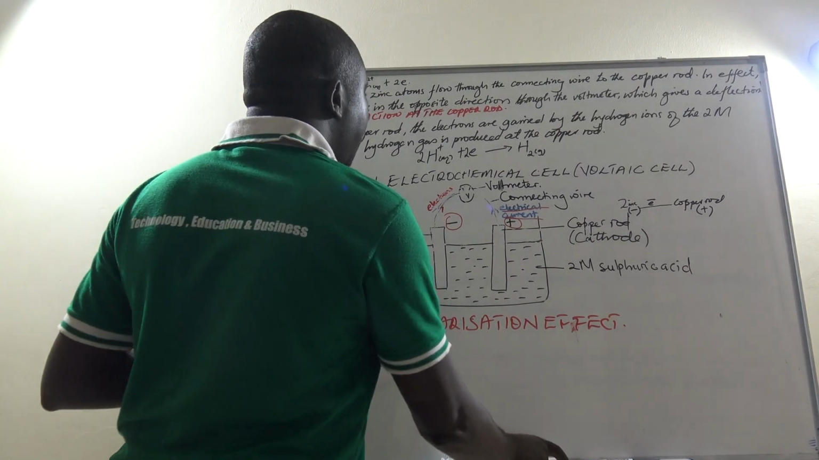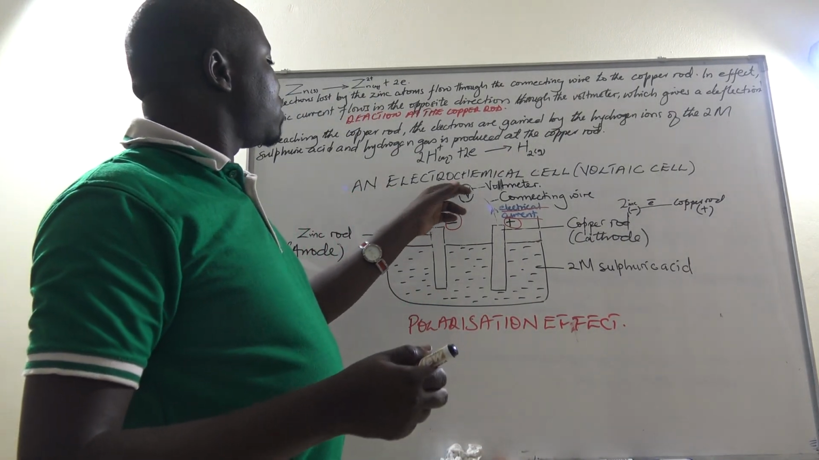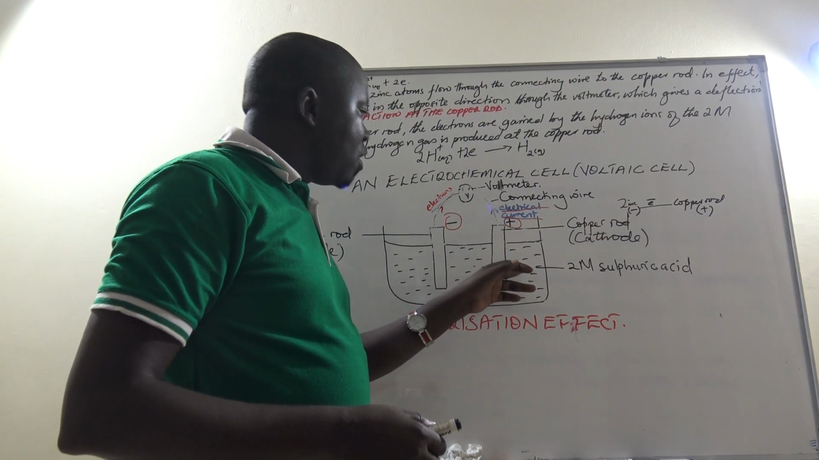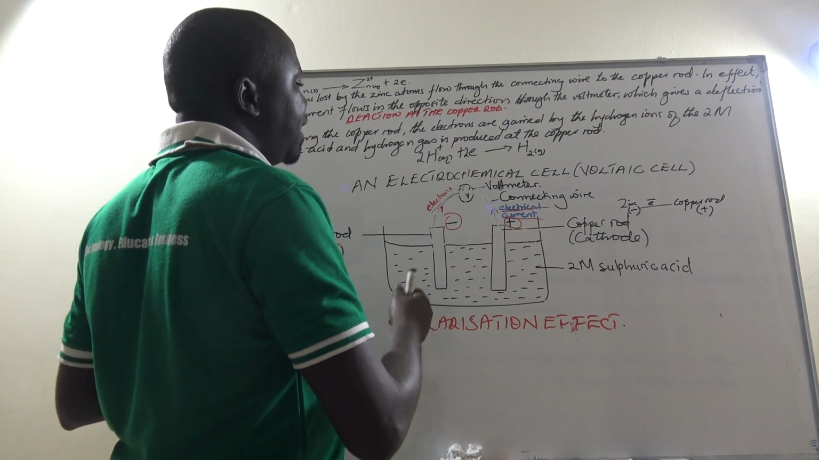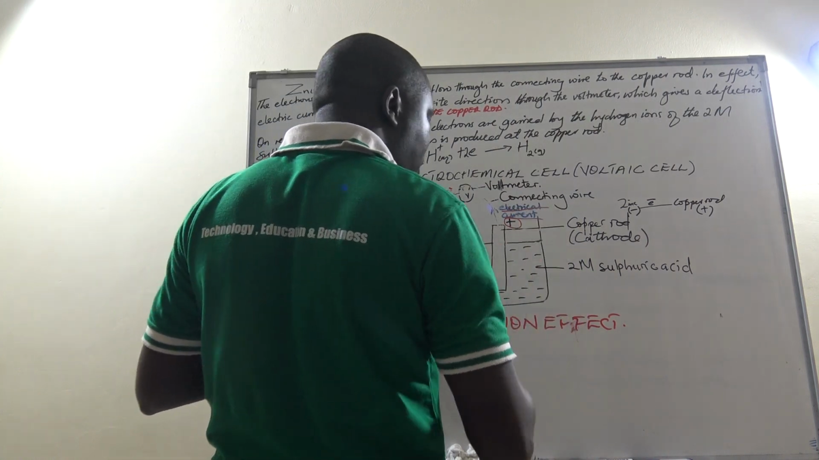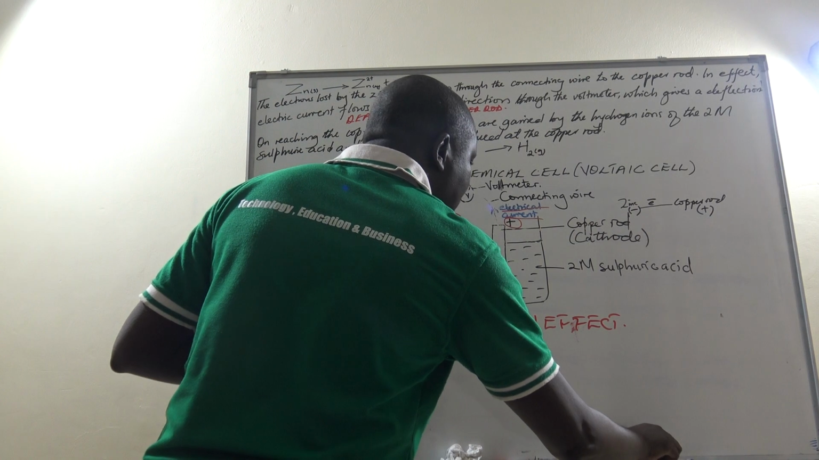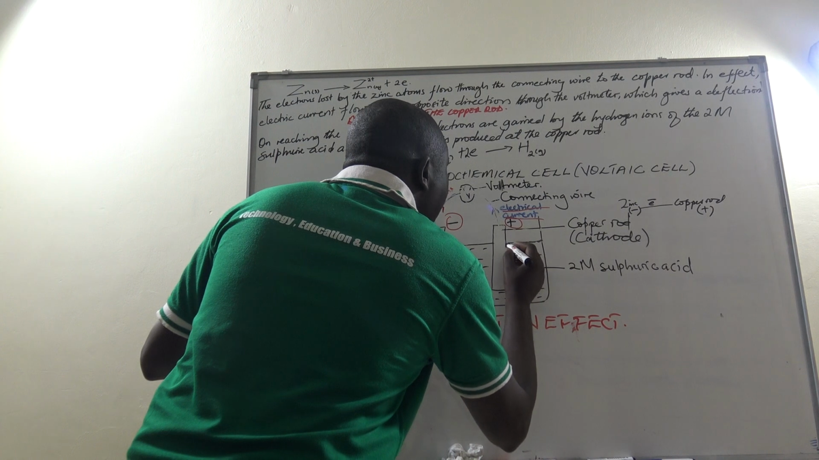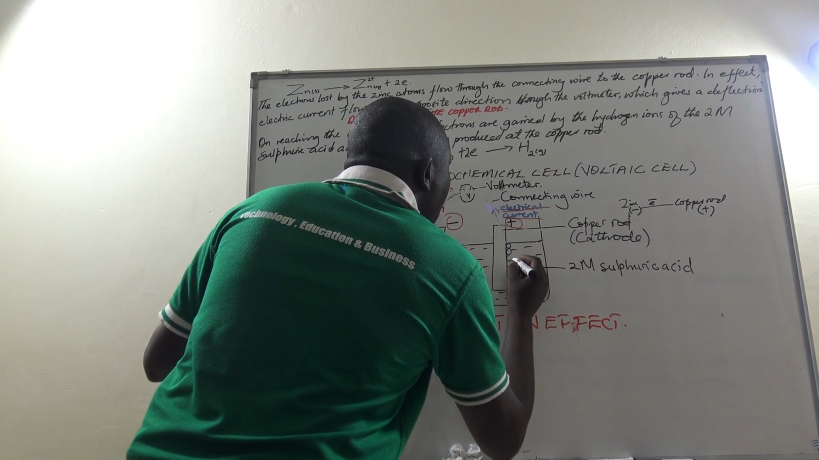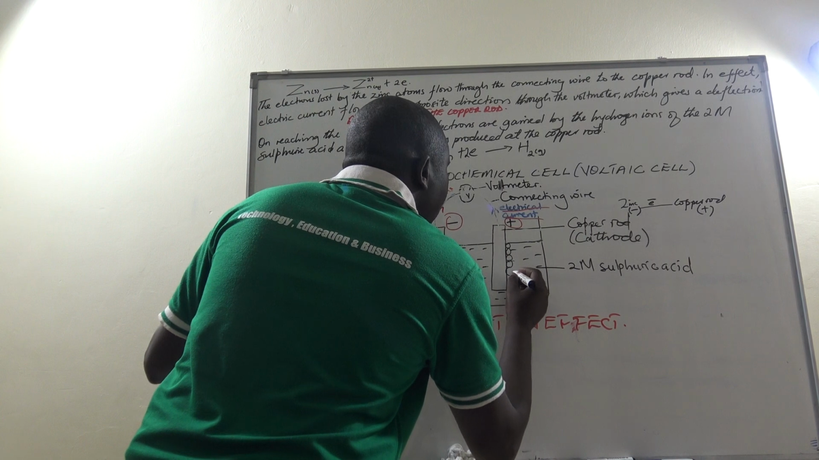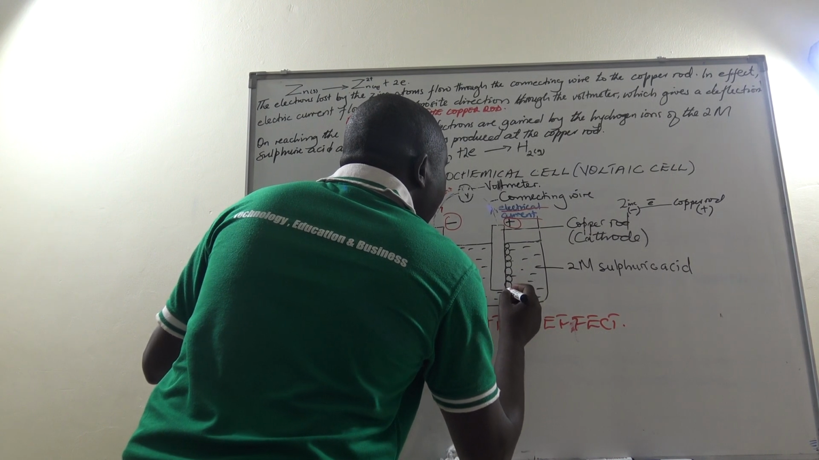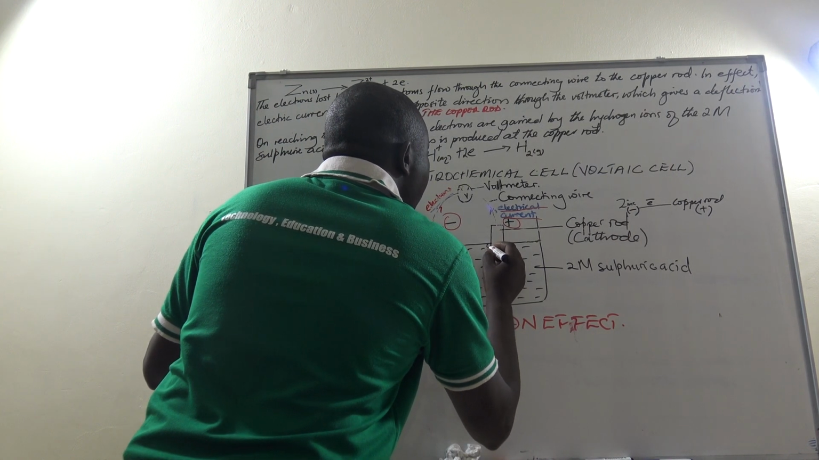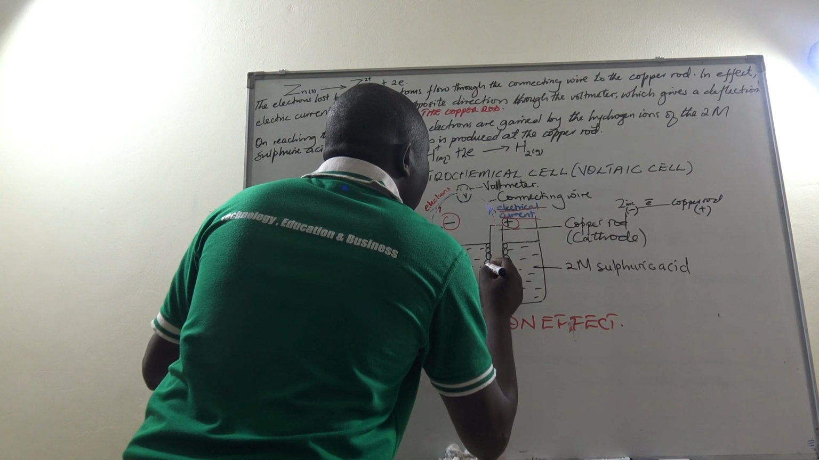Provided that there is continued flow of electrons, there will be continued reduction of the hydrogen ions of the dilute sulfuric acid, and then there will be constant production of hydrogen gas bubbles. Sometimes the hydrogen gas bubbles accumulate on the copper rod here. As you can see, we may have the accumulation of the hydrogen gas bubbles on the copper rod.